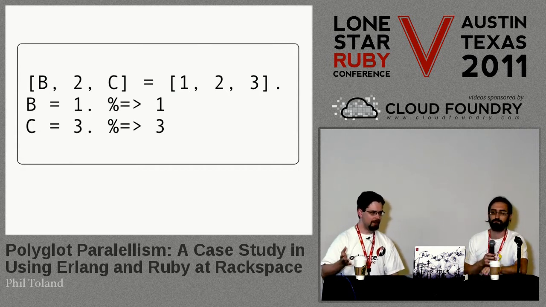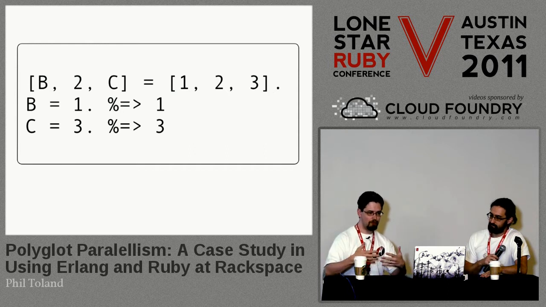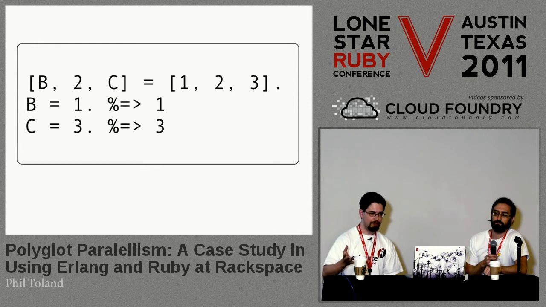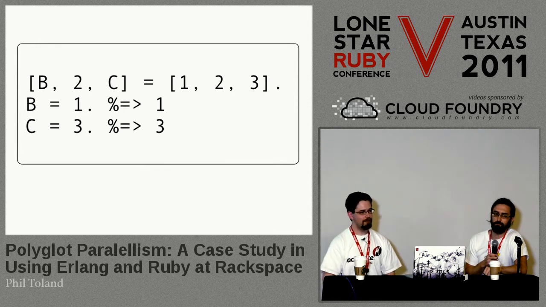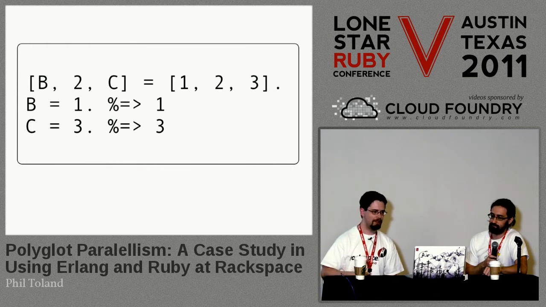And the result of that is that we have B and C that have the values 1 and 3 in them, exactly as we would expect. And the 2 matches. If we had had B, 3, C, then we would have gotten a bad match error and it would not have done the assignment. And as you can see in the second and third lines, we can say b equals 1, and it just returns 1 because we're pattern matching. We're not assigning. And we say b equals 1, and Erlang says, yes, you are correct. B, in fact, equals 1.